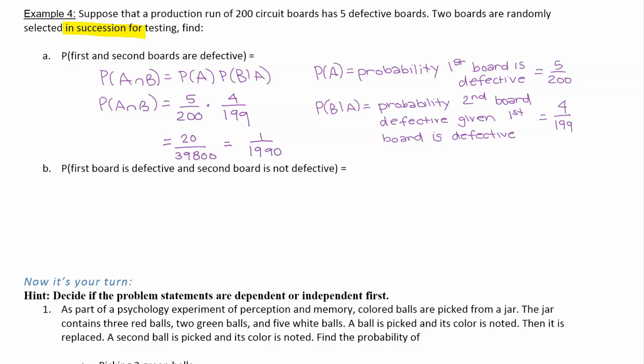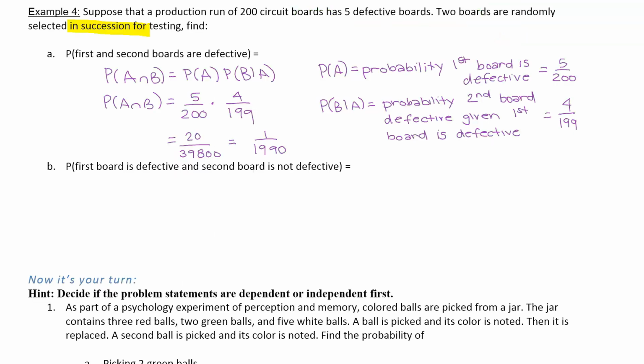Part B says to find the probability the first board is defective and the second board is not. We're still dealing with dependent events because the boards are selected in succession. So now let's think about this for a minute. We have 200 boards. The first board is defective, that is removed, and now we want the probability the second board is not defective.